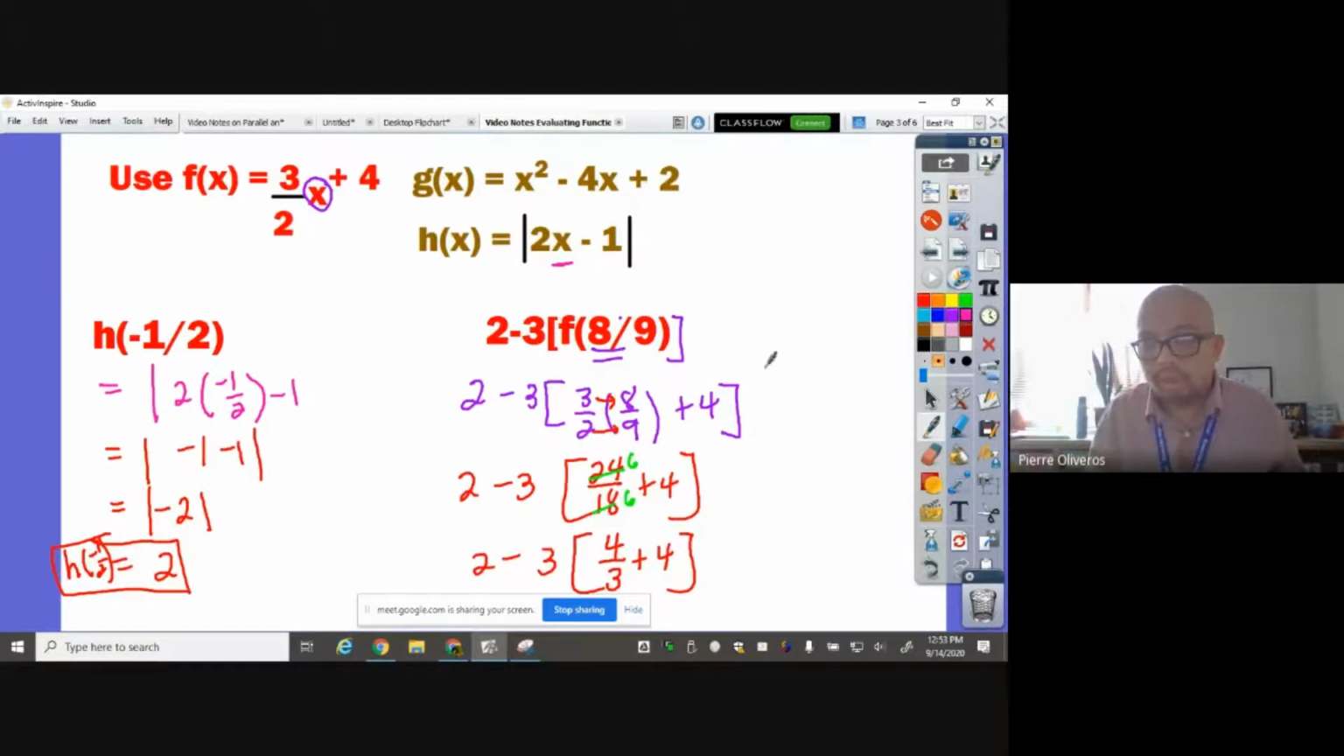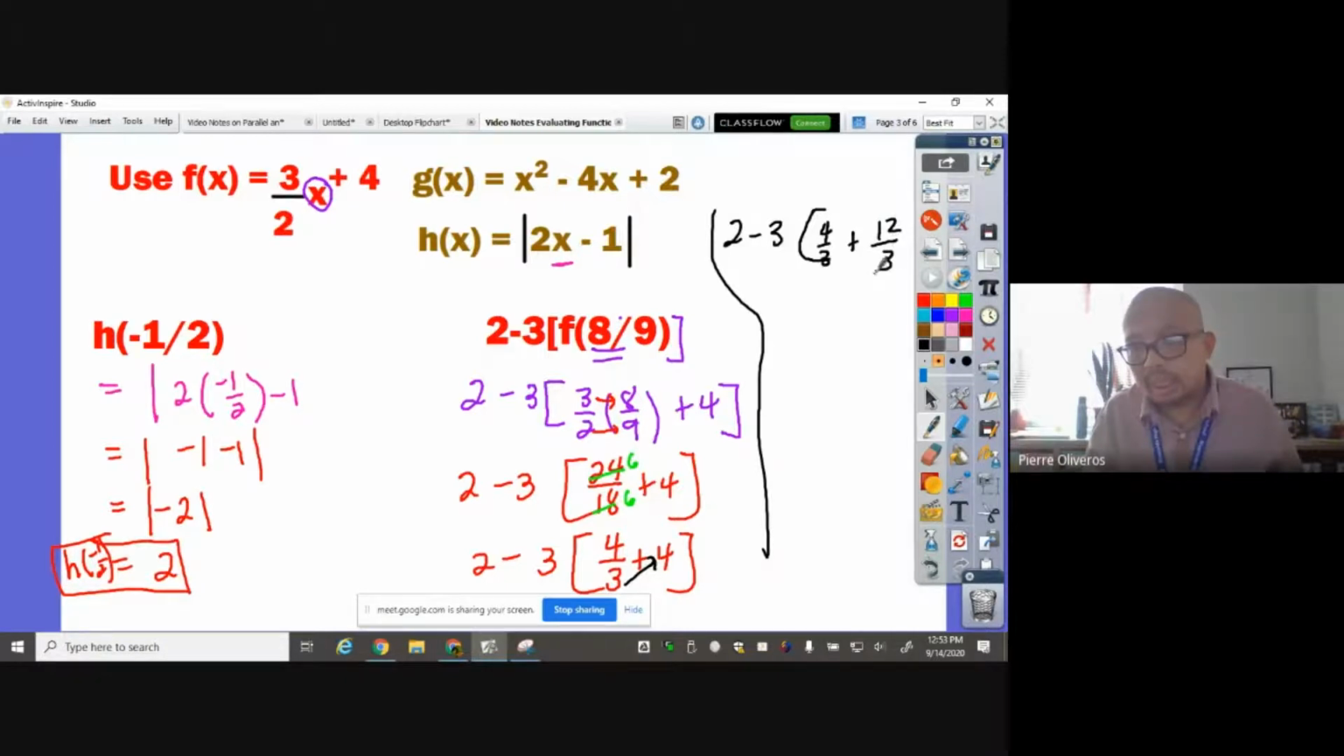Now you have to apply your concept with fractions. 4/3 plus 4, they need to have the same denominator. I'm going to write my answer here. So 2 minus 3. My strategy is I multiply 3 by 4. That will become 12, and then I copy the denominator. Now they have the same denominator, so that will give me 16 over 3. And when I multiply 3 by 16 over 3, the 3s cancel out. So what's left now is 2 minus 16, which will be -14. And that's the answer.